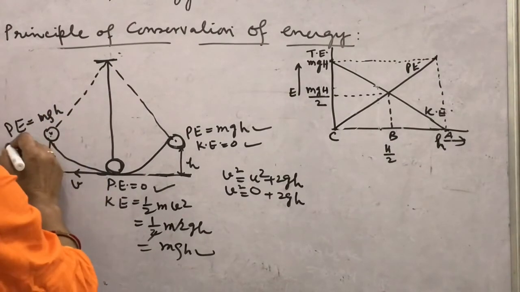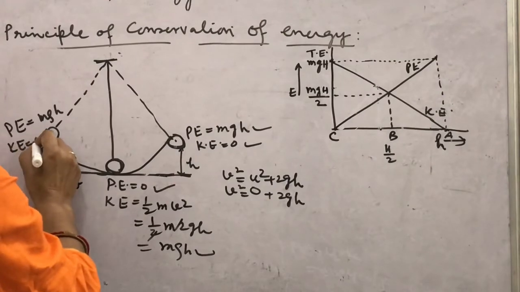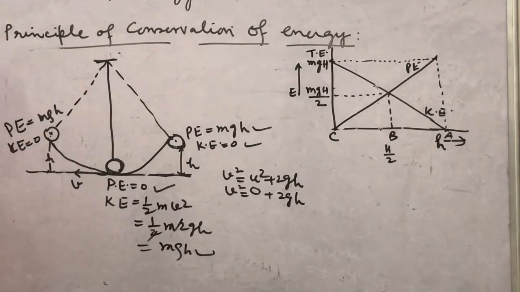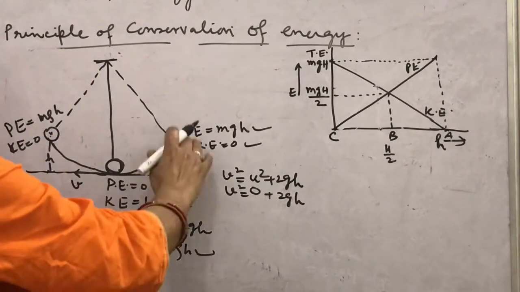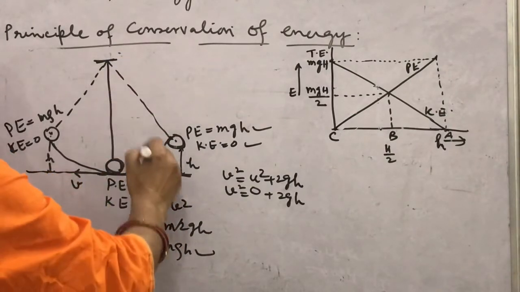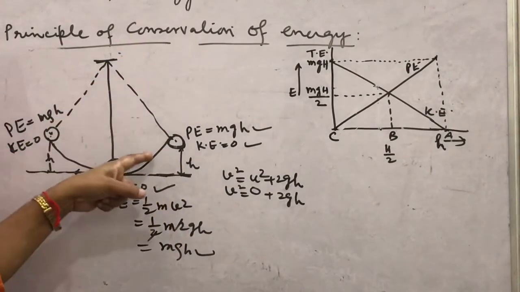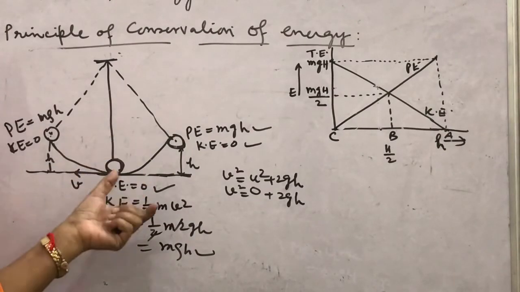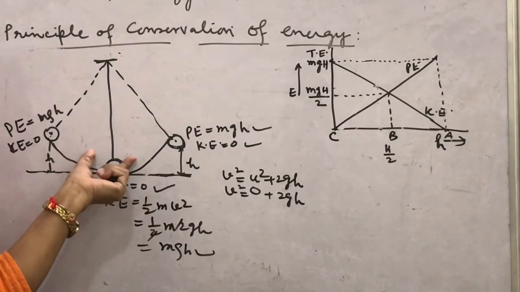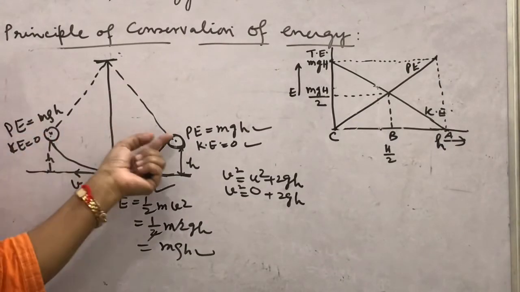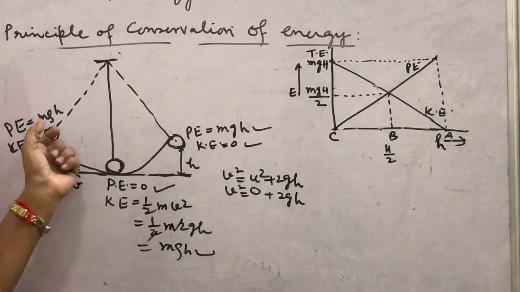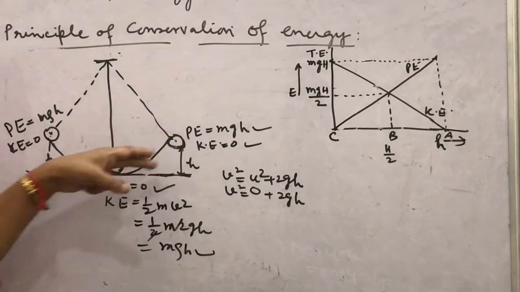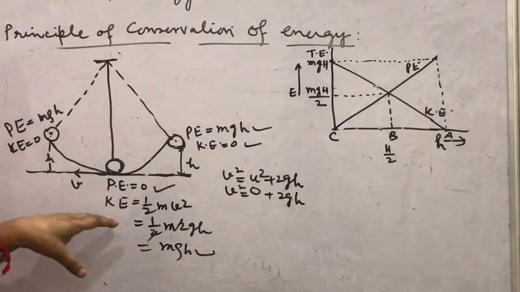And what is kinetic energy? Since it comes at rest, the kinetic energy is 0. In any position in between, its kinetic energy and potential energy sum remains constant, and we have seen in the mean position and in both the extreme positions how the mechanical energy remains conserved.